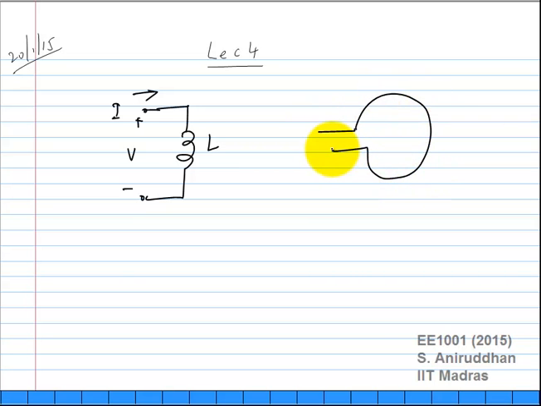Maybe I have an inductor like this. I just take a current carrying conductor and create a loop, right? And I have current entering here and leaving here. Why should the voltage direction be here? Any ideas?